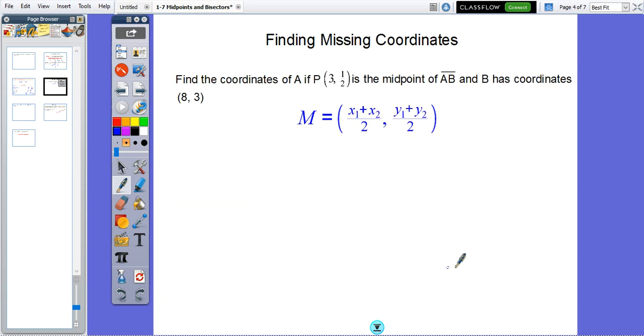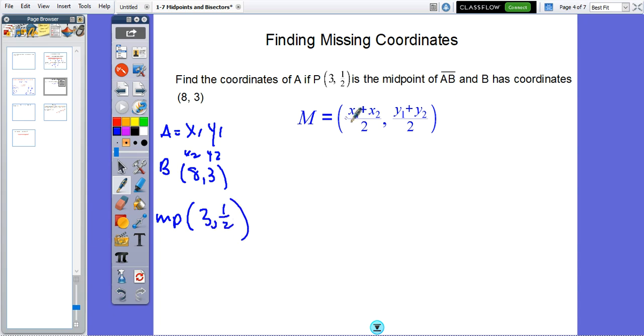Now the other part is, what happens if we don't have an endpoint? So we're looking for our a, that would be our x1 and our y1, and we do have our b, which is our x2, y2. I'm going to put them like that because we have the coordinates. They tell us 8 and 3, but we also have our midpoint this time, which is 3 comma 1/2. So what happens if we're looking for one of our missing variables? In this case we're looking for the x1 and the y1.